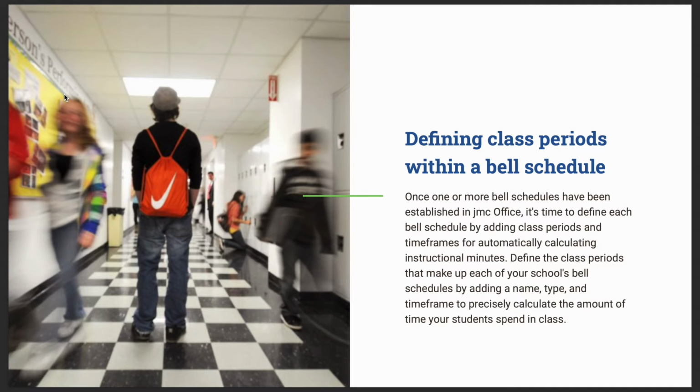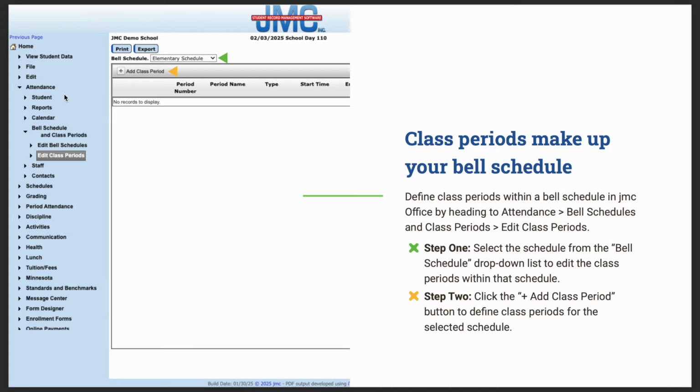From there, once you've defined the bell schedule, we're going to define the class periods within a bell schedule. So once one or more bell schedules have been established in JMC Office, it's time to define each bell schedule by adding class periods and time frames for automatically calculating instructional minutes. Define the class periods that make up each of your school's bell schedules by adding a name, type, and time frame to precisely calculate the amount of time your students spend in class.